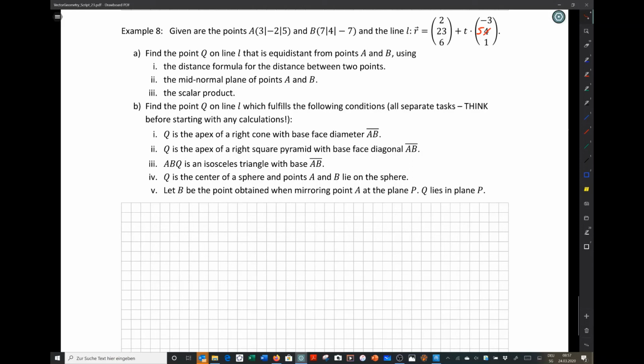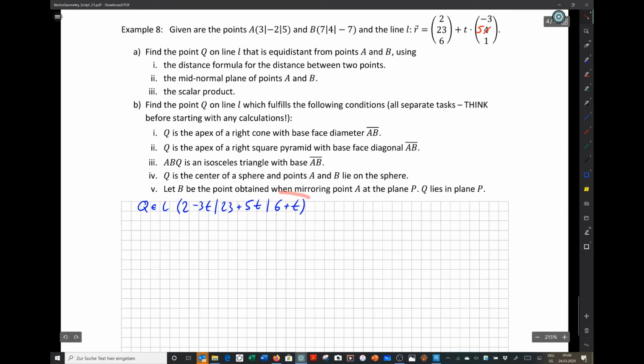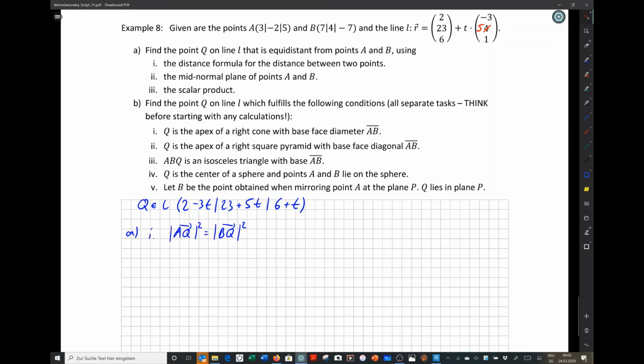Stop the film now. And here comes the solution. And I don't think it makes sense to write down all the details. Just write down the idea and then the main steps and the solution. Since the point Q lies on the line L, we can write its coordinates in this way. In A1 we should use the distance formula.